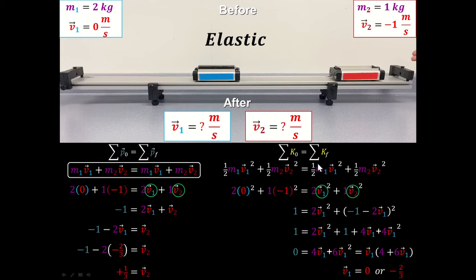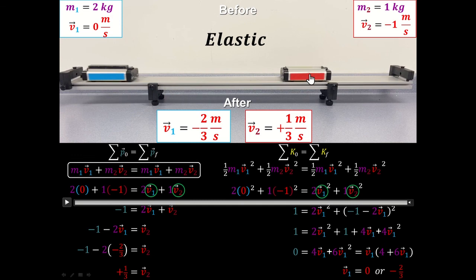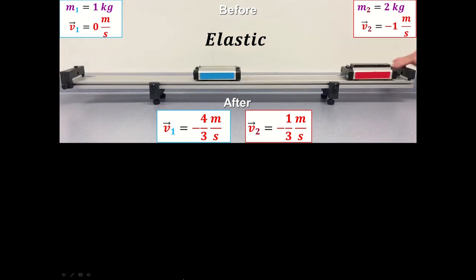We just did it. We figured out that after the collision, the blue cart here is going to be moving to the left at 2/3 meter per second. The red cart is going to be moving back to the right at 1/3 meter per second. And 2/3 is twice as fast as 1/3. So when these two collide, this is going to be going twice as fast that way as this one was going back that way. Here it goes. That's going twice as fast to the left as that one was going to the right.